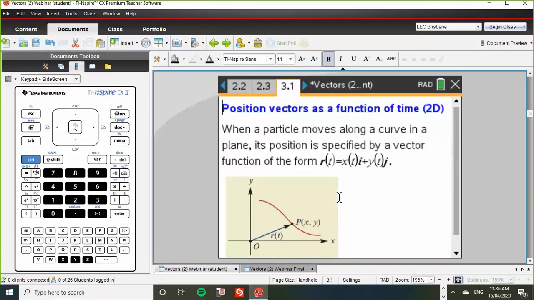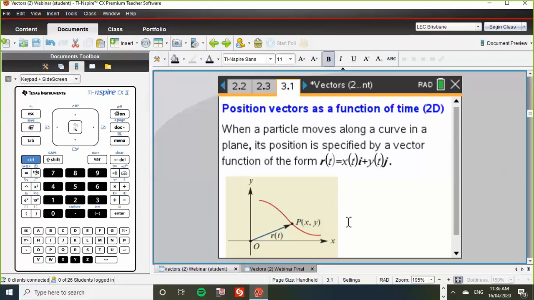We now want to look at the motion of particles. So position vectors as a function of time in the plane. So in the plane denotes 2 dimensions. So when a particle moves along a curve in a plane, its position at any time t is specified by a position vector or a vector function in terms of t. r of t is x(t) i plus y(t) j. So i and j are the unit vectors.